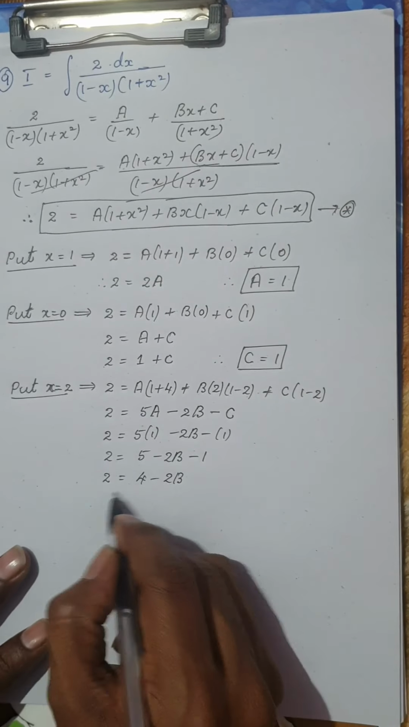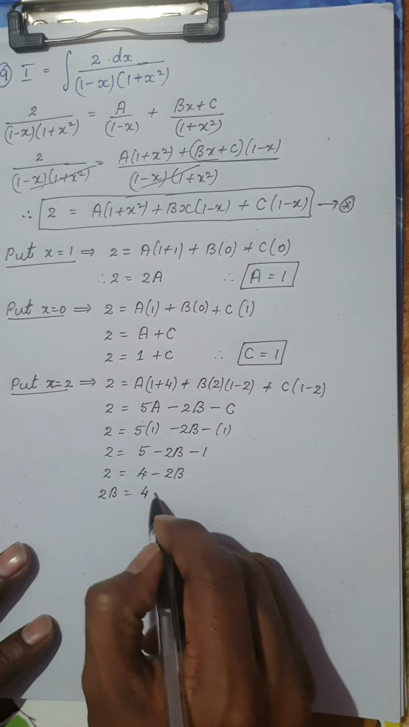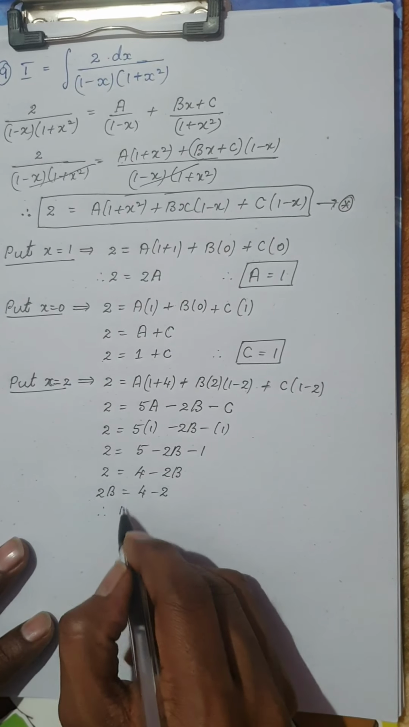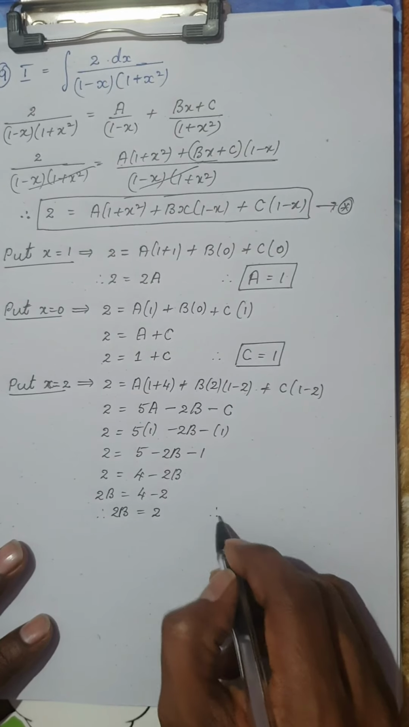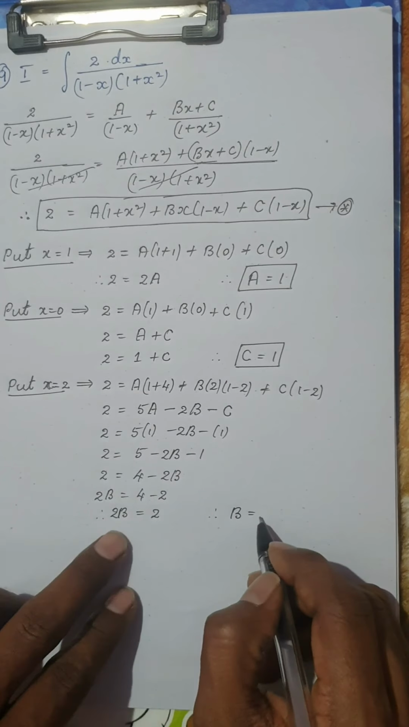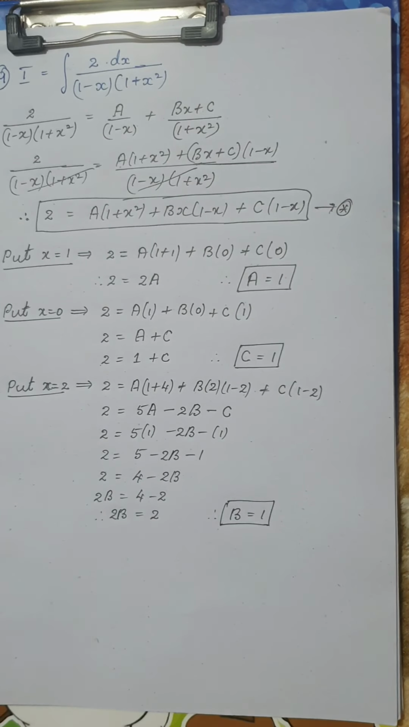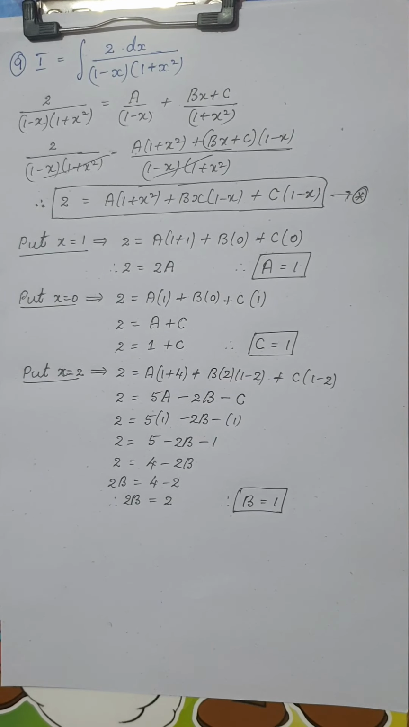Is it clear? So if you exchange the terms, I'll get 2b is equal to 4 minus 2, isn't it? Therefore, what do you get? 2b would be equal to 4 minus 2 is 2. Therefore, b is equal to, what is 2 by 2? It is nothing but 1. So my work becomes very simple here, because all the coefficients a, b and c, all the three are 1.